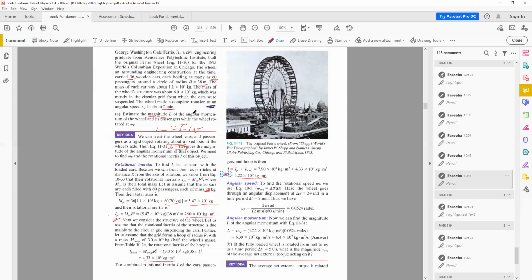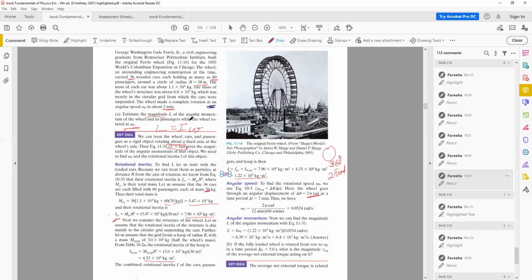The second part is the angular velocity omega f. The angular velocity we know is defined as delta theta, the change in angular displacement, divided by delta t, the time. In this case, delta theta is one complete rotation of the wheel, which means 360 degrees. 360 degrees means 2 pi radians. Since we're using the unit of radians, we will use 2 pi. So omega f is equal to 2 pi radians divided by the time taken for one complete revolution, which is 2 minutes.